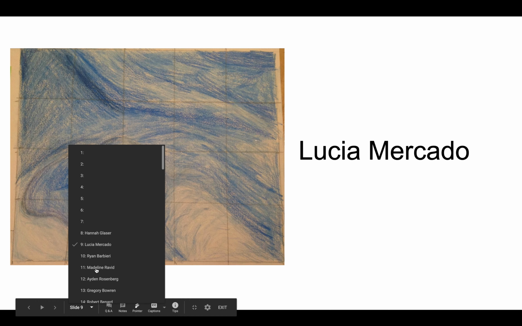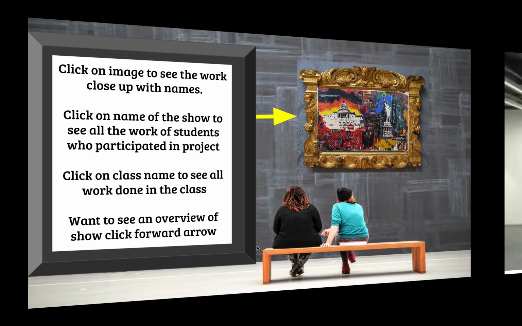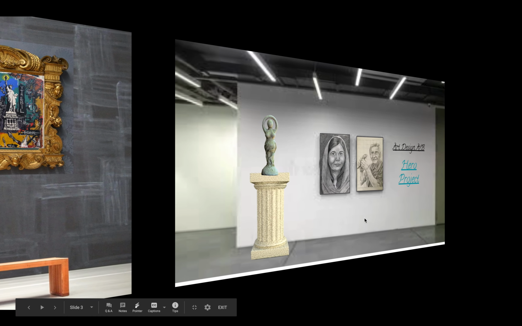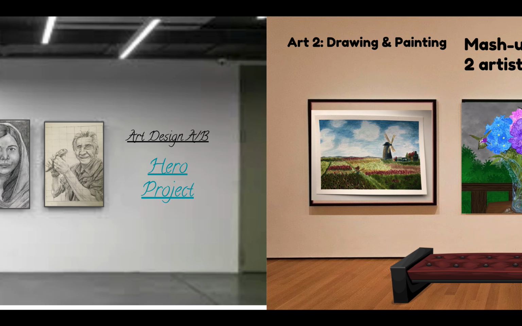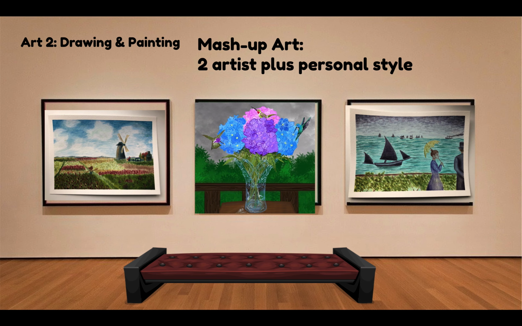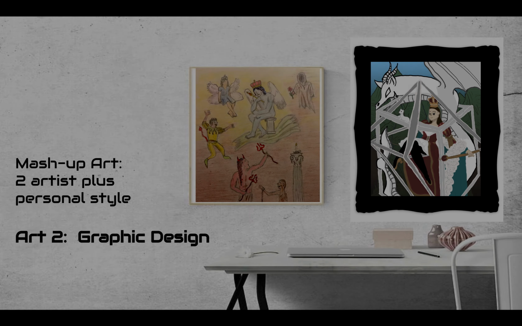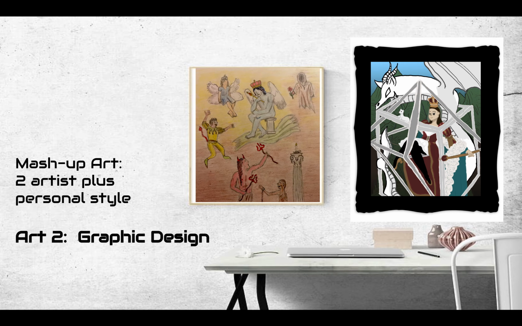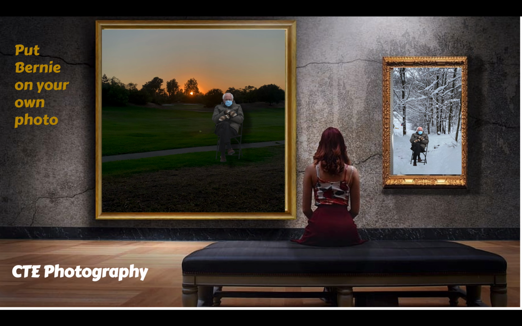If you want to actually just have an overview of all of your students' work, then what I would do is look at the art gallery this way. So go, oh, let me look, and then go to the next one. And you'll see that all the classes are represented on the art gallery walls. They're just done in different designs and ways. So again, if you want to press through this way, you will notice that every art class is representative. And I will leave you there with the Put Bernie on Your Own photo project that CTE Photography did.